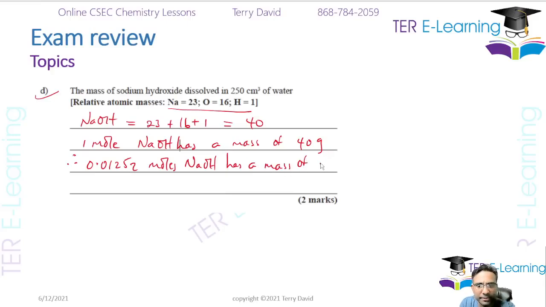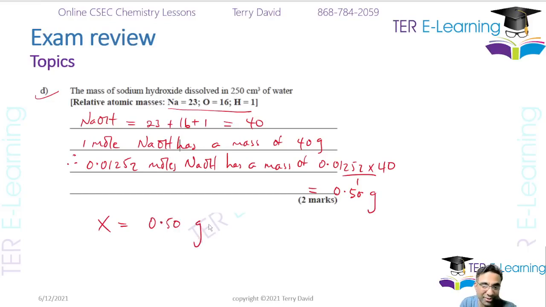and you cross multiply. So you're going to take the 0.01252 and multiply by 40 divided by 1. So when you work out this here, that's going to give me what the mass is supposed to be. So what they actually added, that value for X is 0.50 grams. So the value of X in this case here is 0.50 grams. I'm actually getting 0.5008, but I'm just going to put it as 0.50.